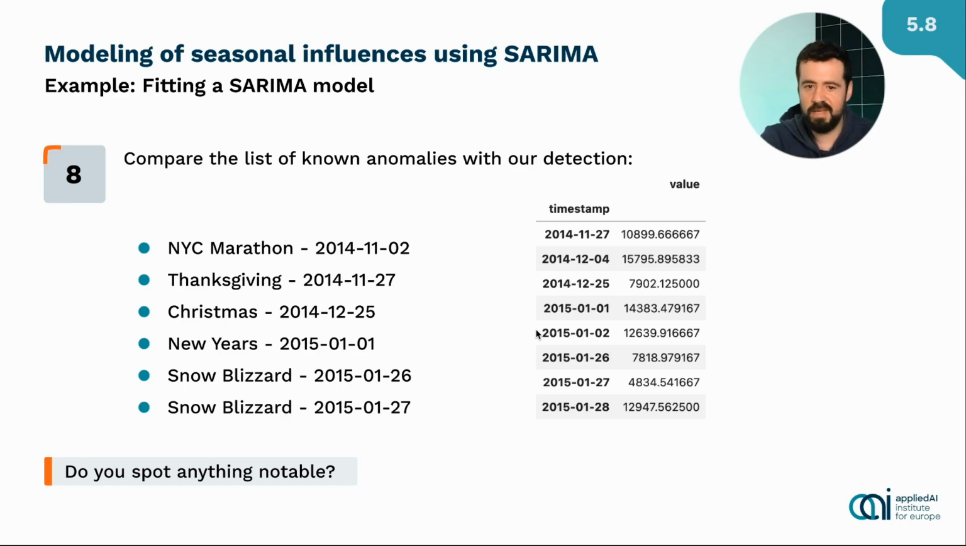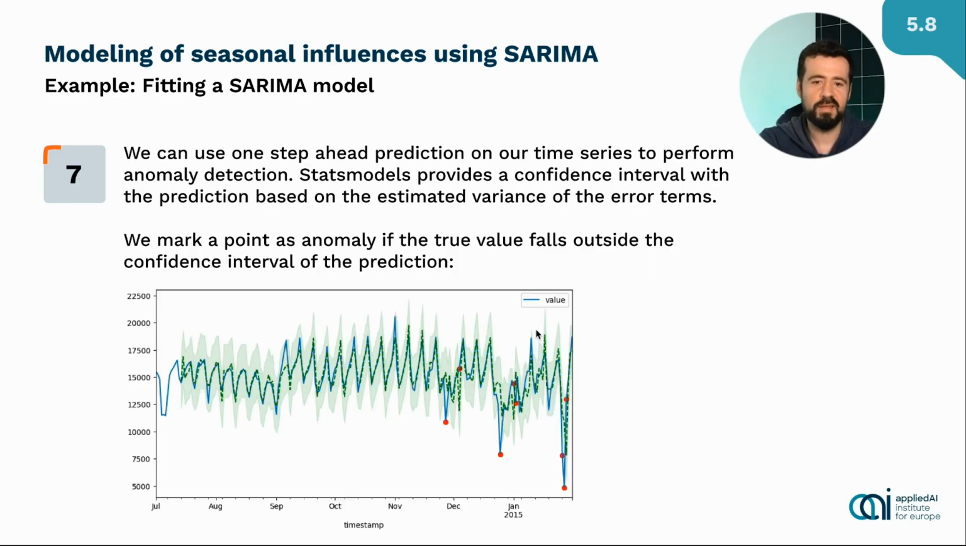So maybe it makes sense to have a look at the plot again and try to explain what we saw here. First of all, you can see that we missed the New York City Marathon, but only very slightly. Here the number was actually higher than we expected, but it was still contained in the confidence interval. So basically our threshold was just not high enough to recognize it.